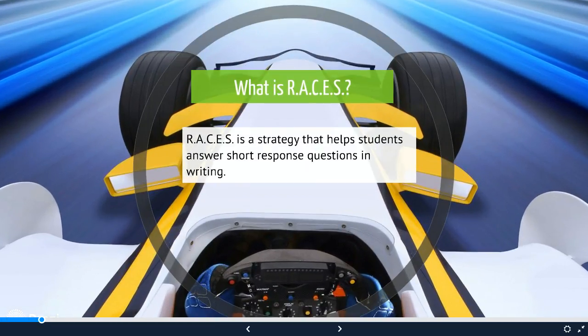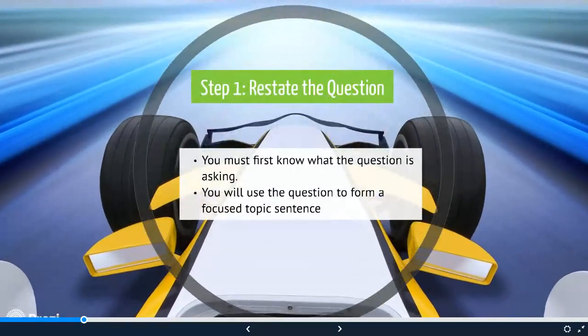We're working on the RACES strategy for reading response. As we go through these, take notes. I'm going to take them up and check them just to make sure that you have them. So RACES is a strategy. It helps students answer short response questions in writing, and you see a lot of those.